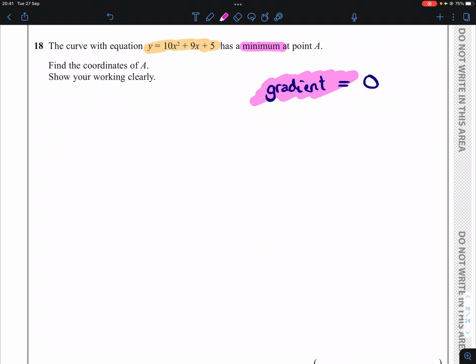Now, because of the fact that we have a curve and we don't have a straight line, our means of finding the gradient here are by differentiation. So we differentiate our equation in orange here. That 10x squared, the 2 will times it to become a 20, and we lose 1 from the power, so it's now 20x. That 9x, when we differentiate it, will become a plus 9, and the plus 5, when we differentiate it, will disappear. So that's us correctly differentiated.